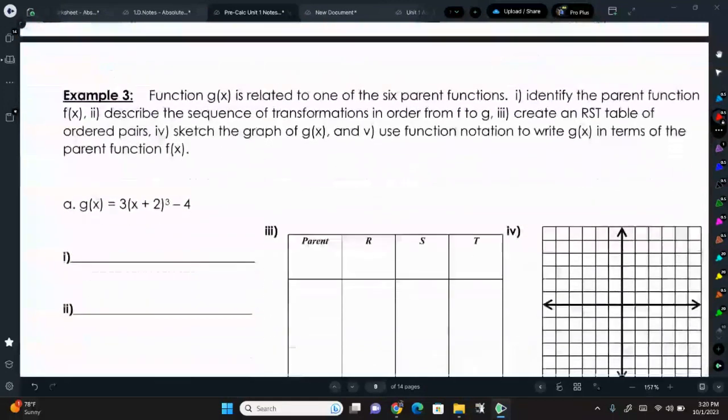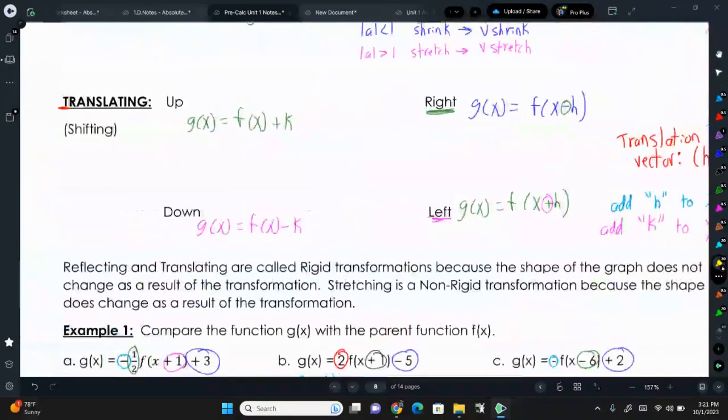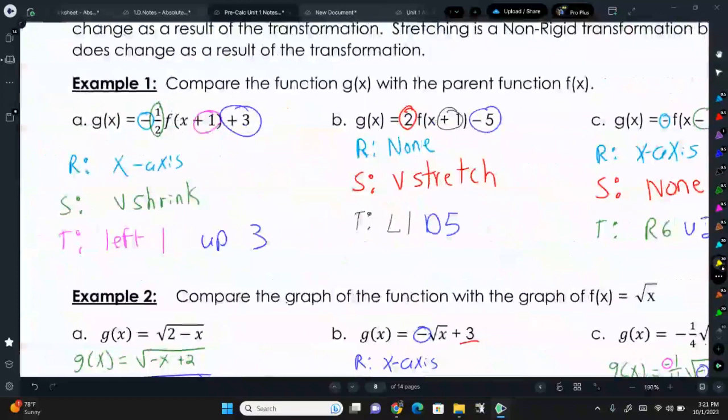All right, now example number 3. There's a lot to do with each of these examples. And the table is there more or less to help you organize your information. So it says the function g is related to one of the 6 parent functions. We're going to identify which of the parent functions it is, describe the transformations, create an RST table of ordered pairs, if we need to, sketch the graph, and then use function notation to write it in terms of the parent function. So what that means is that we're kind of going to go backwards from what we did right here, where I gave you the function and we had to write the RST. We're then going to go backwards.